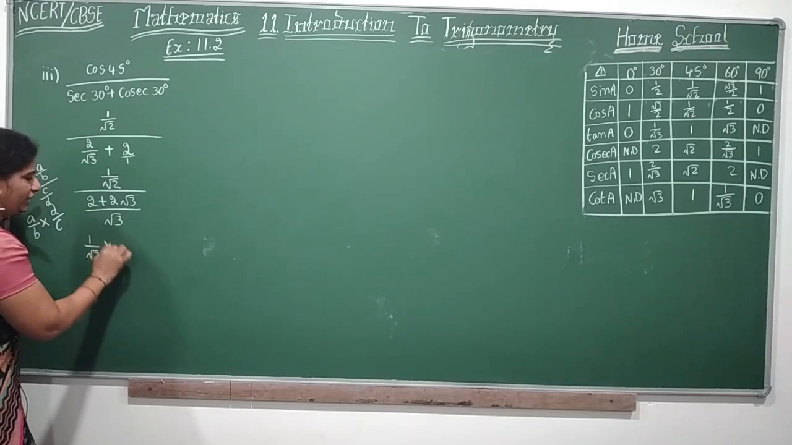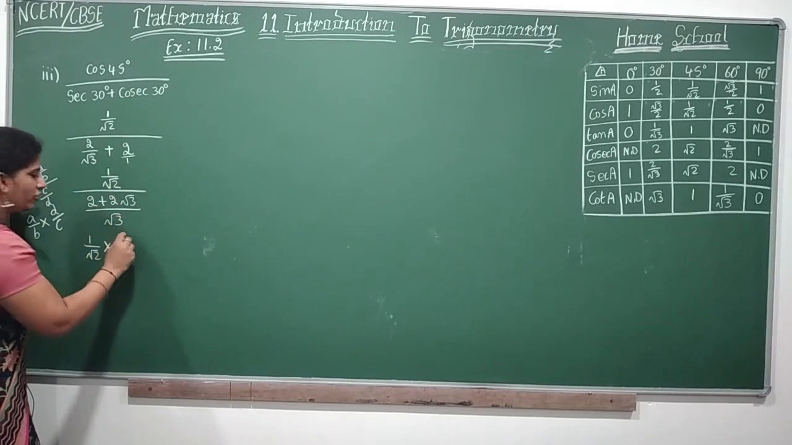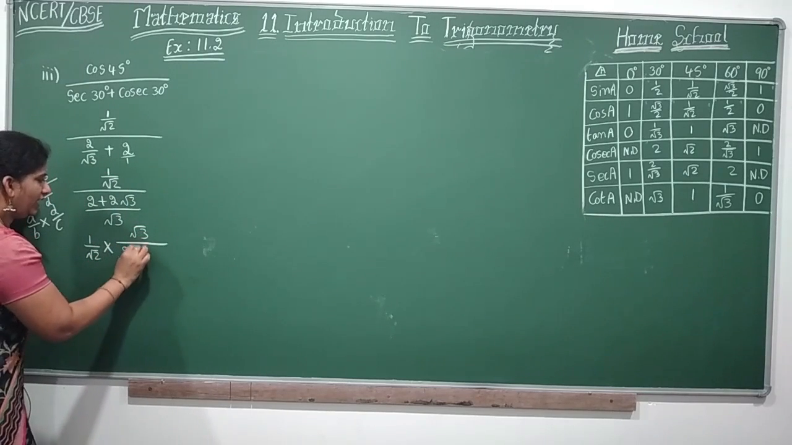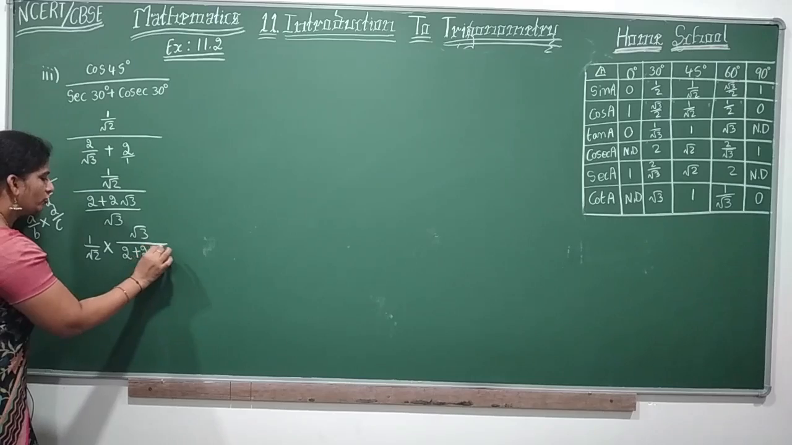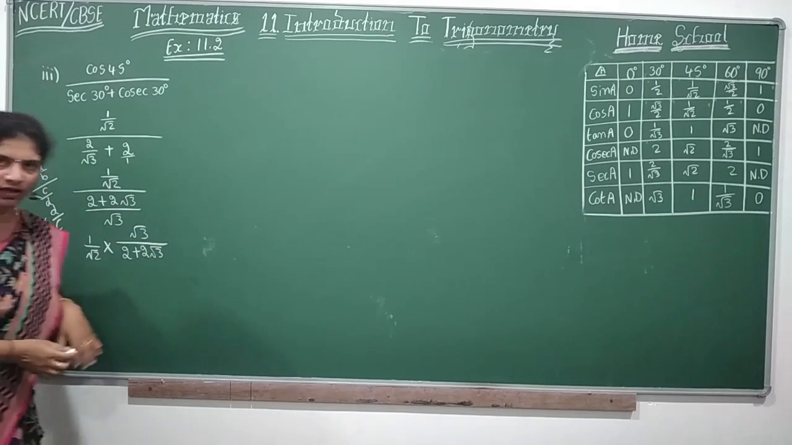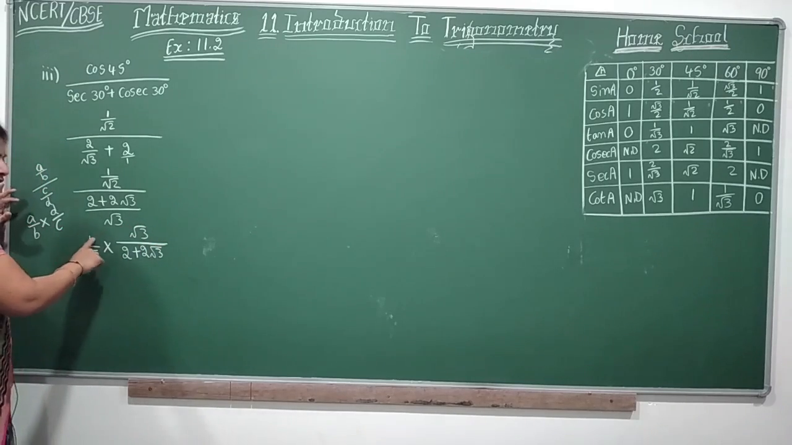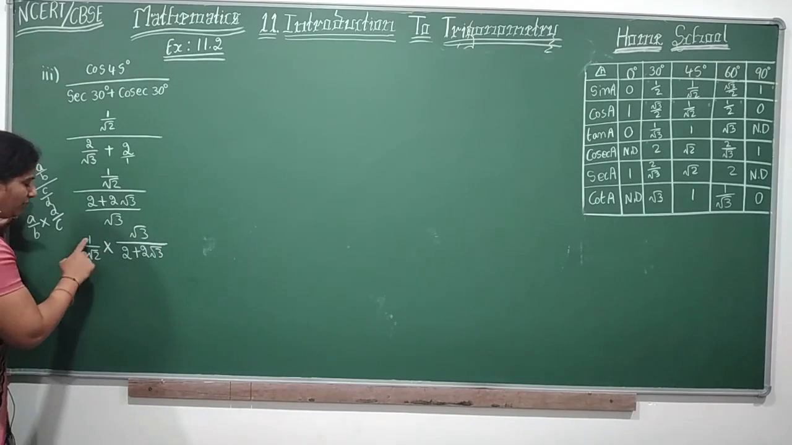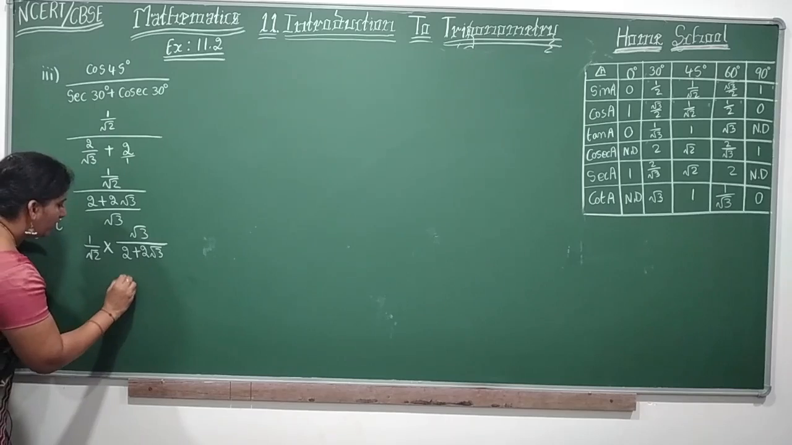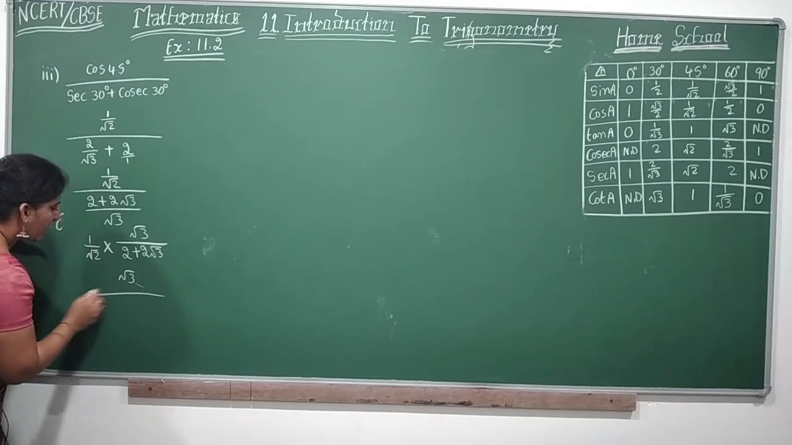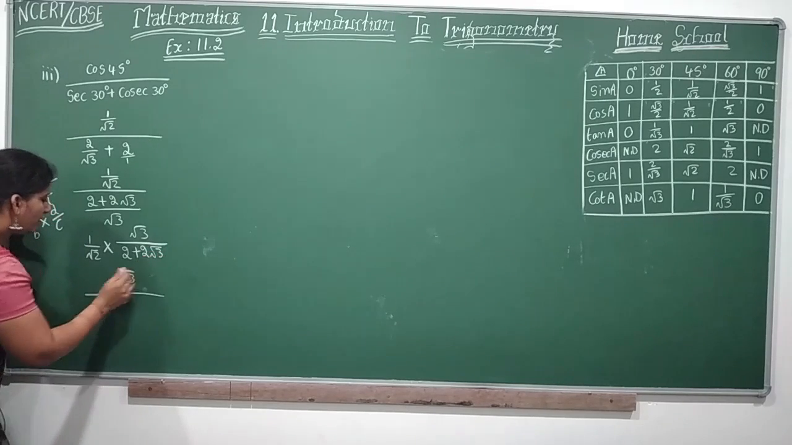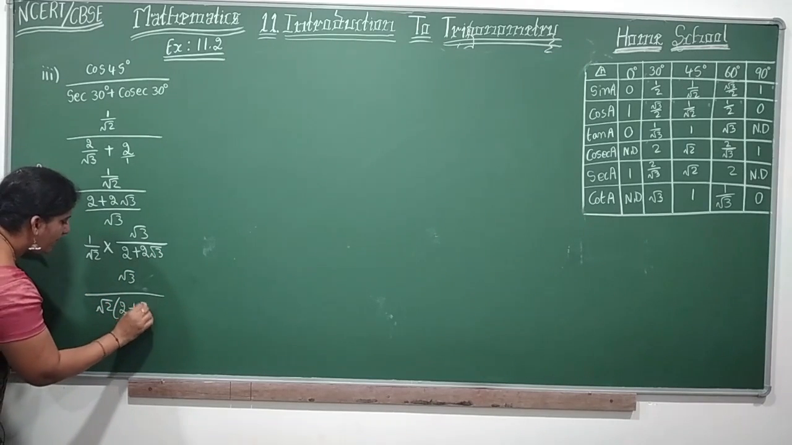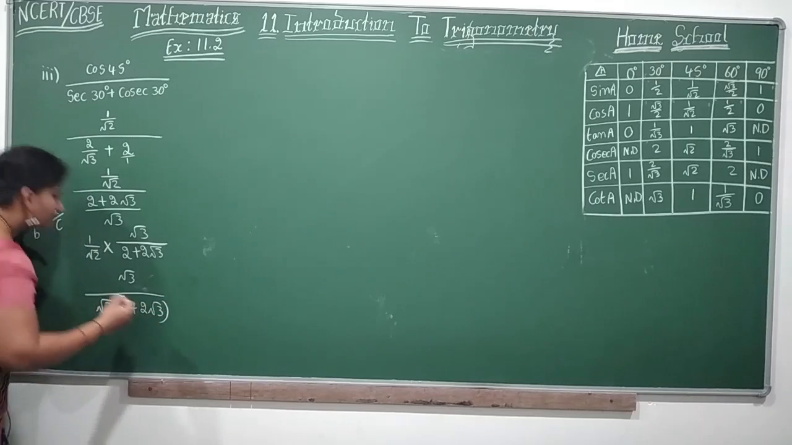1 by root 2 into, do the reciprocal of this, root 3 by 2 plus 2 root 3. Okay, now next step, numerators multiply, denominators you need to multiply. 1 into root 3 divided by, so here what you are going to get? Root 2 into 2 plus 2 root 3.